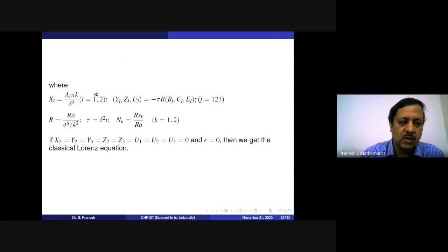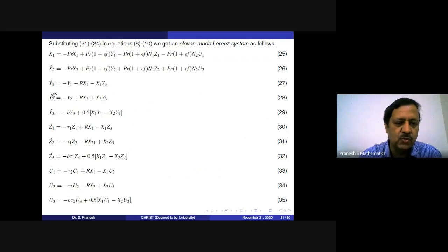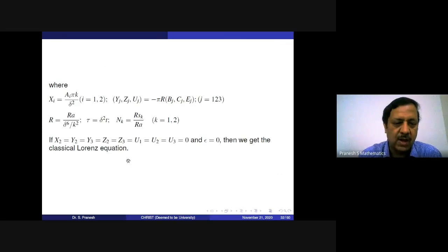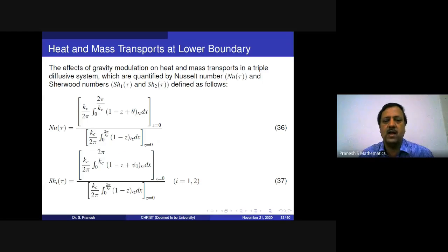Okay, so here all these expressions are defined. In this case, if you put x2, y2, y3, z2, z3, u1, u2, all these things, to 0, we get the classical Lorenz equation, which is defined for the standard Rayleigh problem. So our interest is the nonlinear analysis to study the heat and mass transfer.